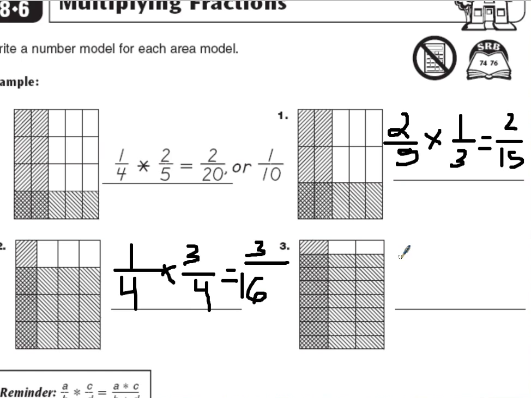Last example, we have 1/3 filled out of the next group. We have 1, 2, 3, 4, 5, 6, 7, 8, and we had 7 out of the 8, and we had 7 total out of 24 that were double crossed out.